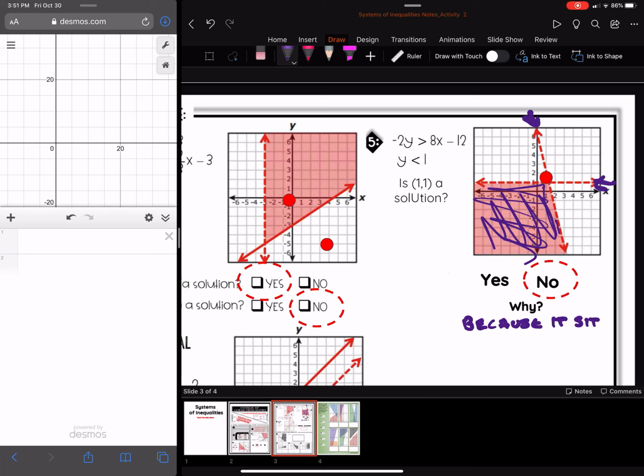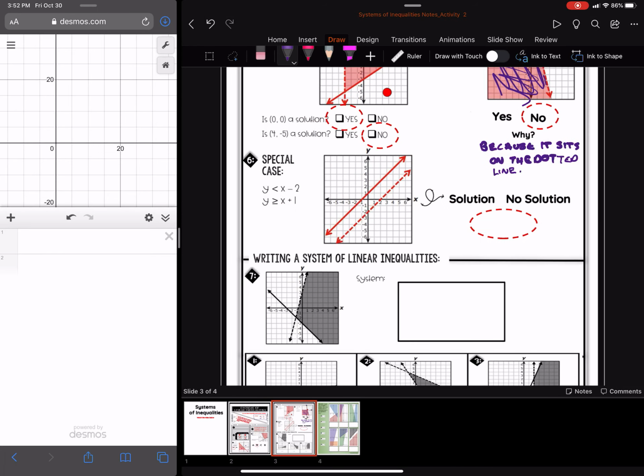It sits on the dotted line. And for it to be a solution, it would have to be solid. I'm just going to keep it simple, but that's basically what it means. Because it sits on the dotted line, it's not a solution. If it sat on a solid line, then it would be a part of the solution set.